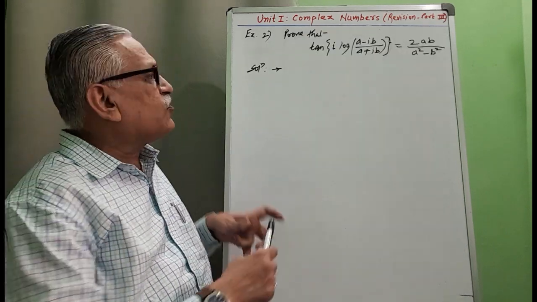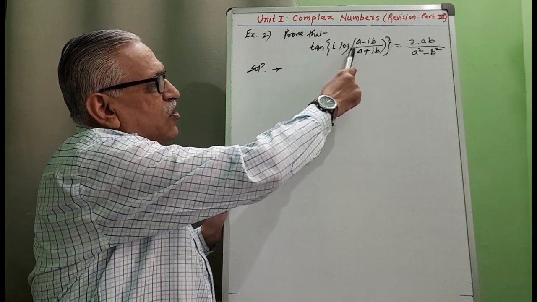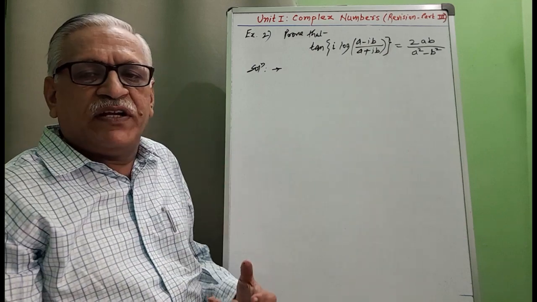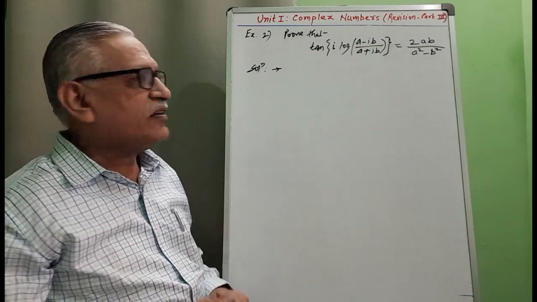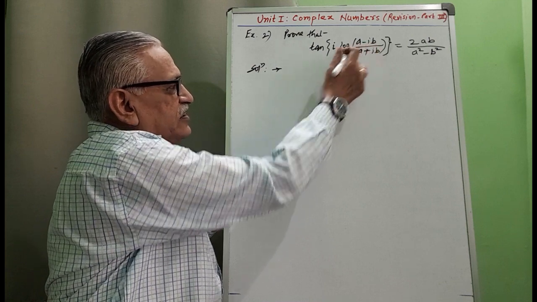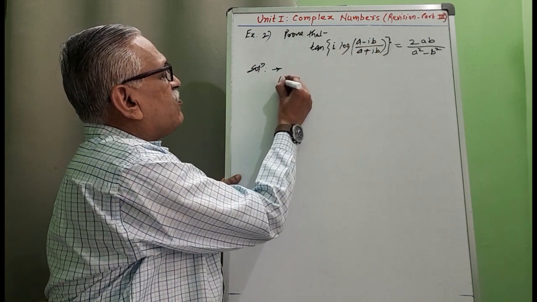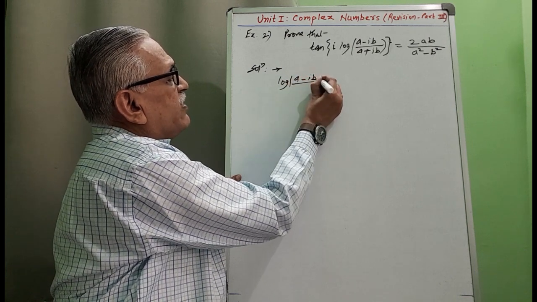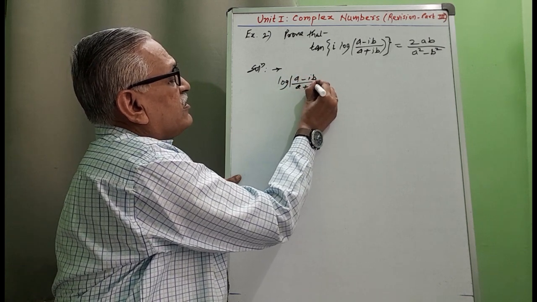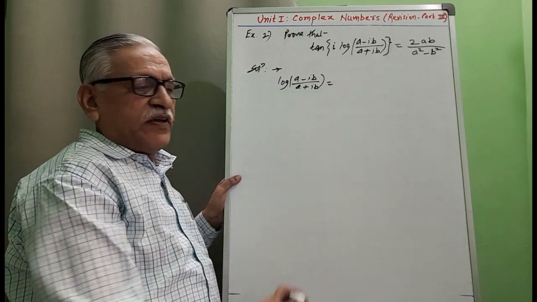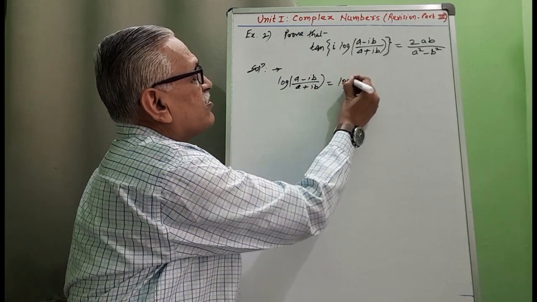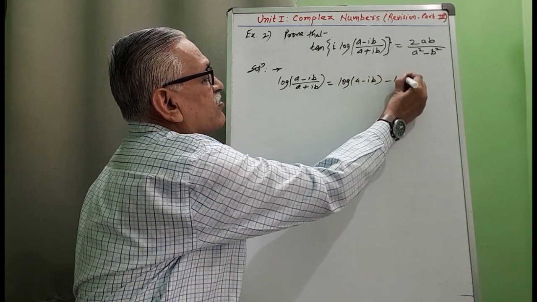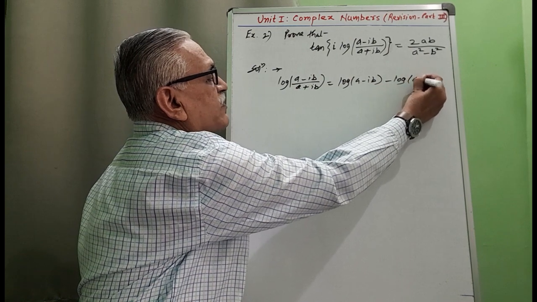Second example: prove that tan of i times log of a minus ib divided by a plus ib is equal to 2ab divided by a square minus b square. And therefore, to prove this, we consider this log term given, log of a minus ib whole divided by a plus ib. Log a by b is log a minus log b. As per that, it is log of a minus ib minus log of a plus ib.